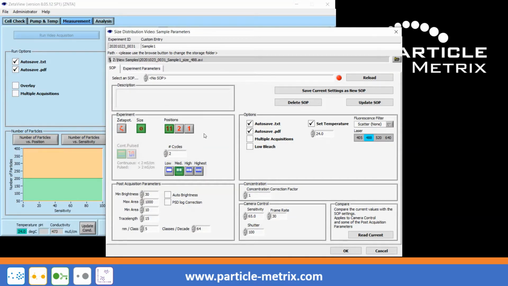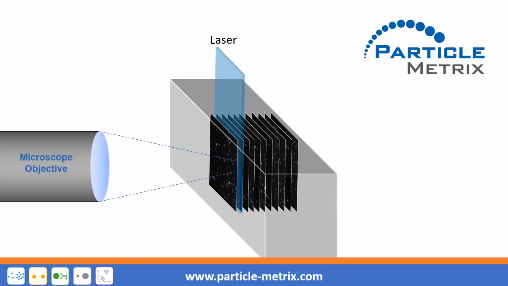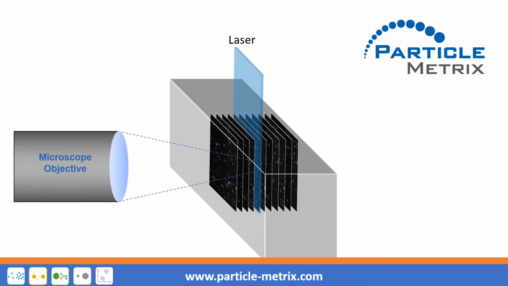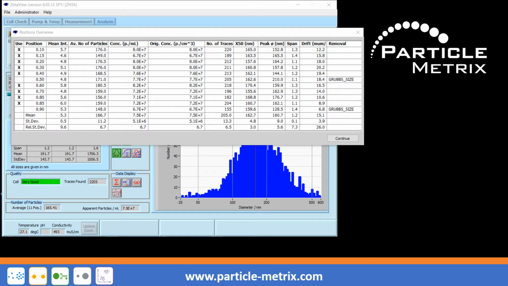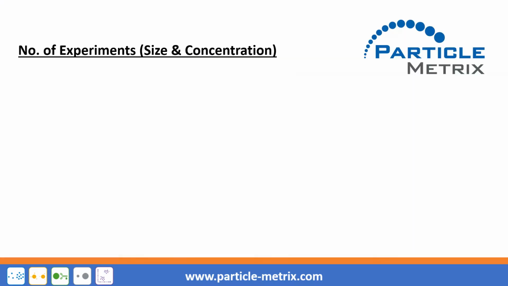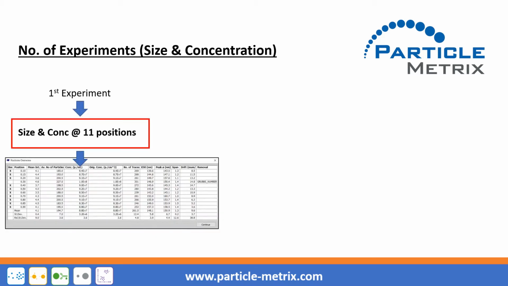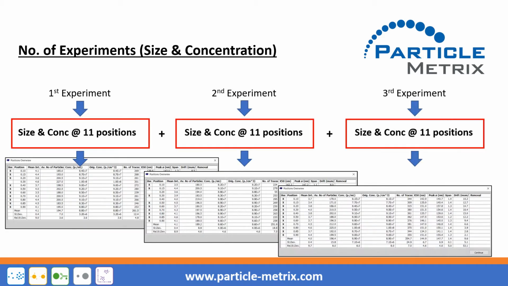By using the feature multiple acquisitions, you can significantly improve the statistics of your measurements. An 11 position measurement, for example, which already gives you a good statistics, is strengthened by this feature. How does it work? The feature multiple acquisitions can be used to automatically perform a predetermined number of experiments, leading to more data and robust statistics.